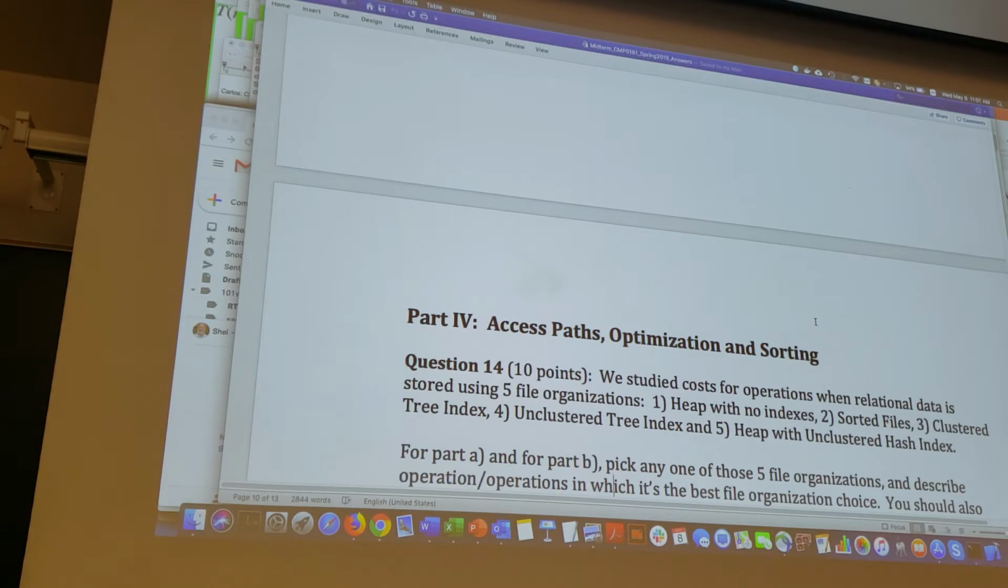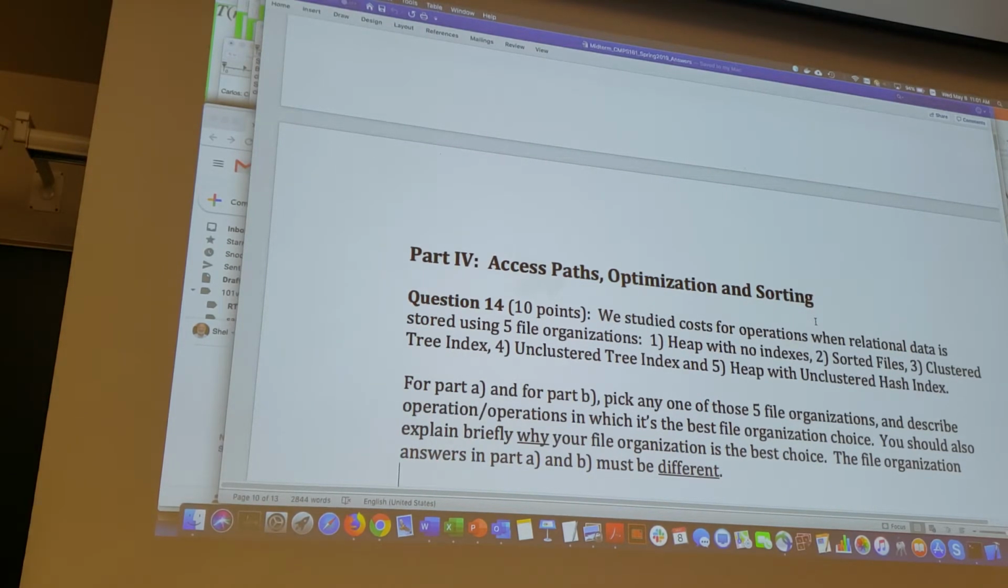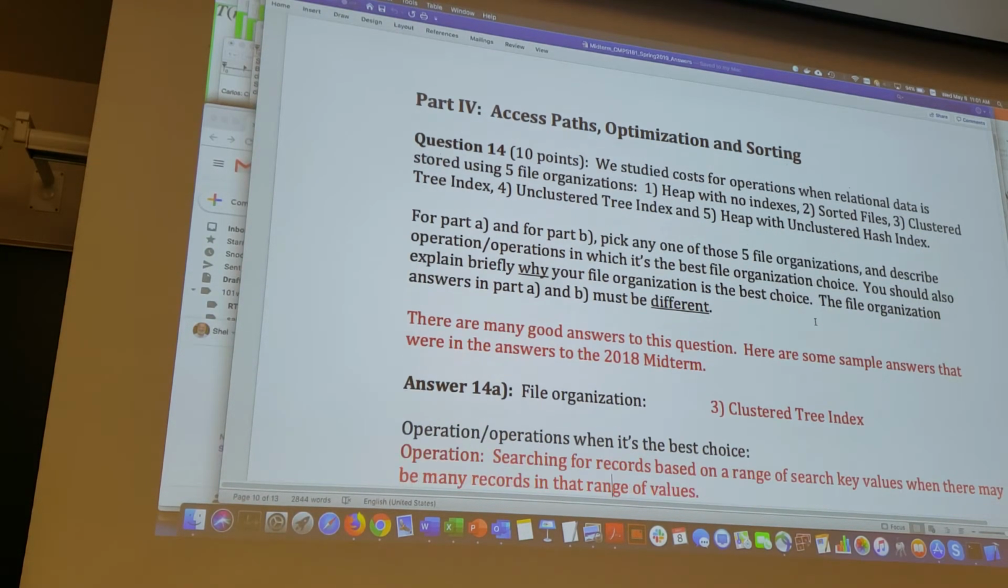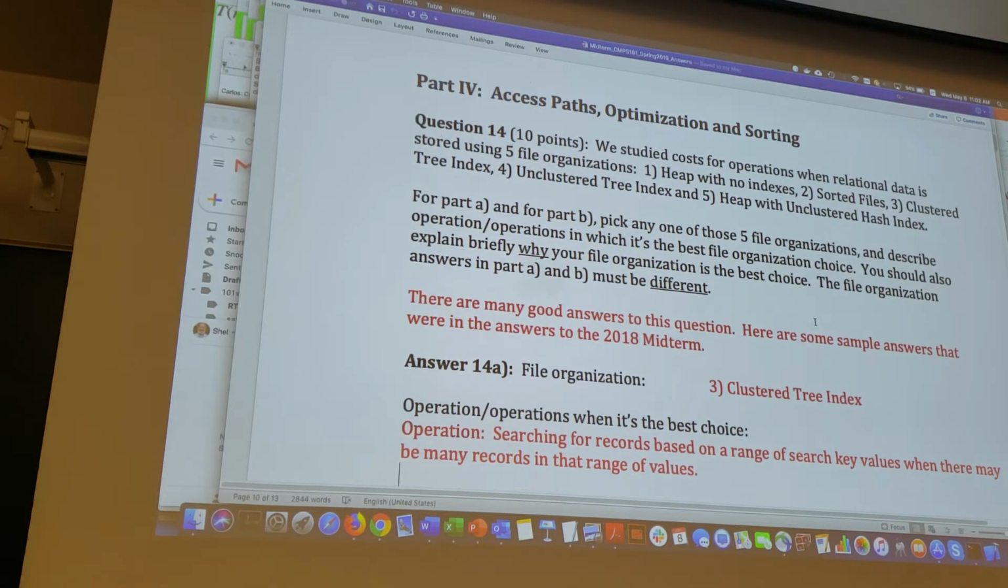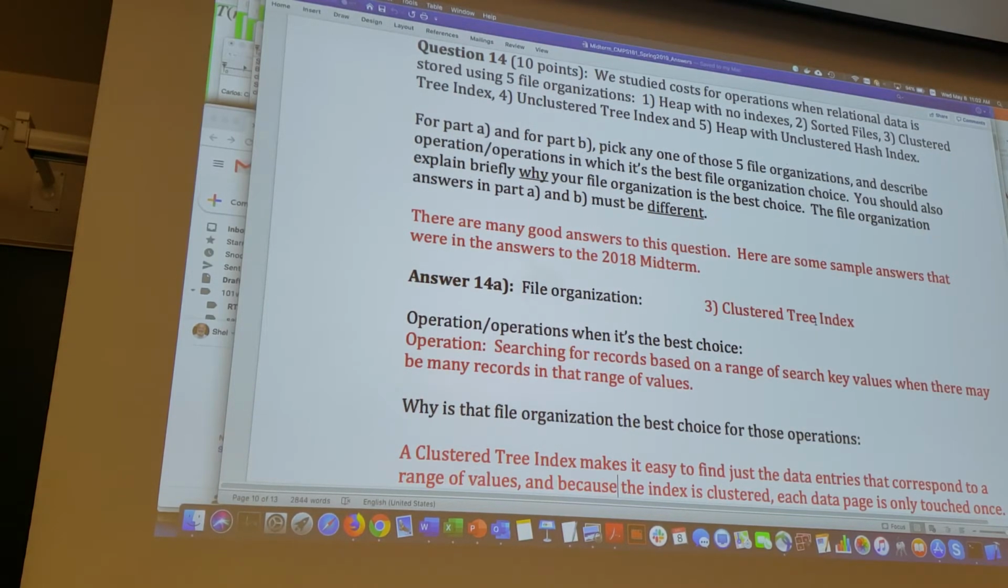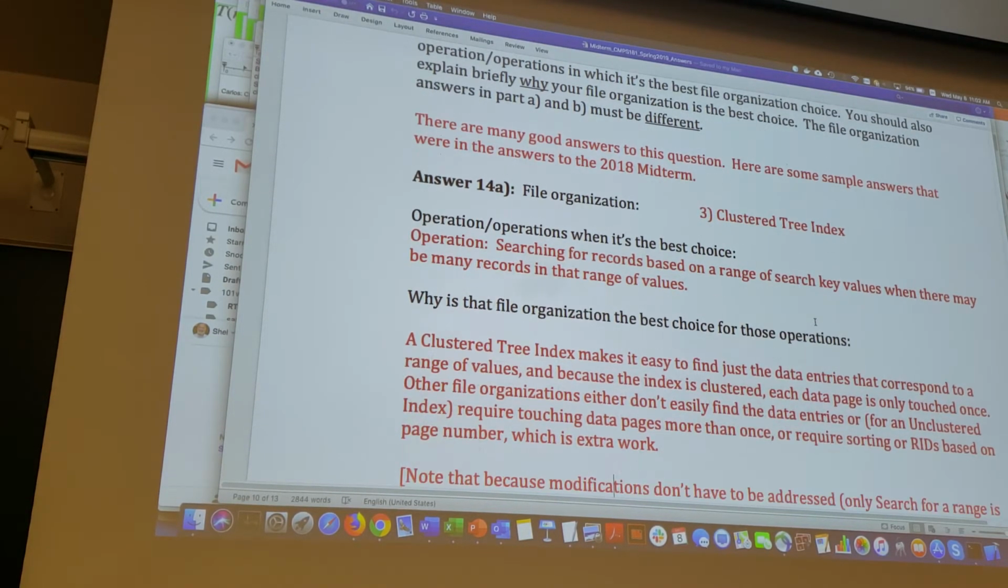Okay, let's see. This is an open-ended one, and for those of you who read over the practice midterm, this was kind of a giveaway. Basically, there are lots of good answers, and this is just one example. Why is this clustered? You didn't have to have this exact answer. There are many good answers here, but basically, the clustered index is going to be really good for when you're trying to search a range of values.